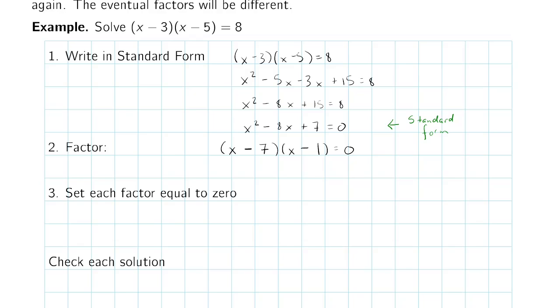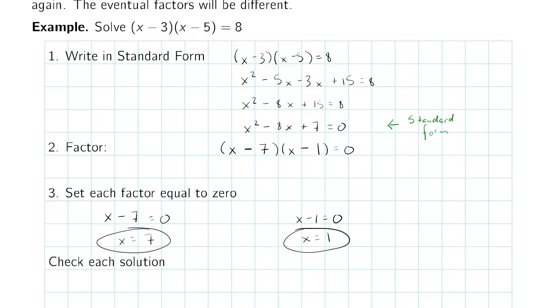So we set each of those equal to 0. Either x minus 7 is 0 or x minus 1 is 0. In other words, either x is 7 or x is 1. Those are our two solutions.